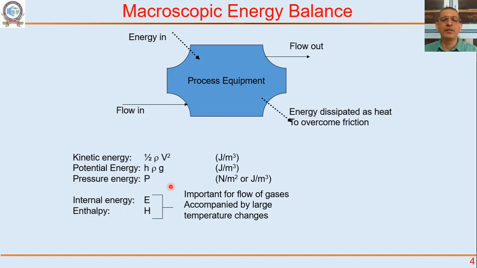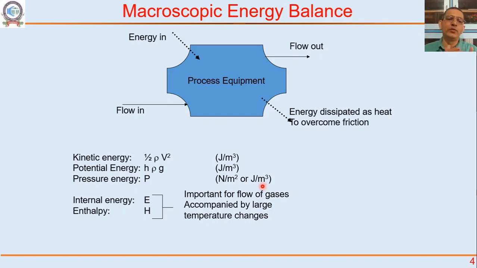So in a sense we can think about pressure as Newton per meter square, but we can also think about it as joules per meter cube. That means so many joules would be required to make that pressure force go through a distance of 1 meter. So energy associated with pressure of the fluid, we can think in terms of P, which is nothing but joules per meter cube, energy per unit volume of the fluid.